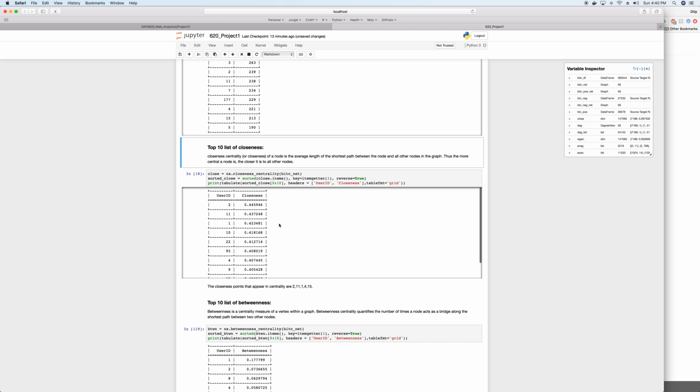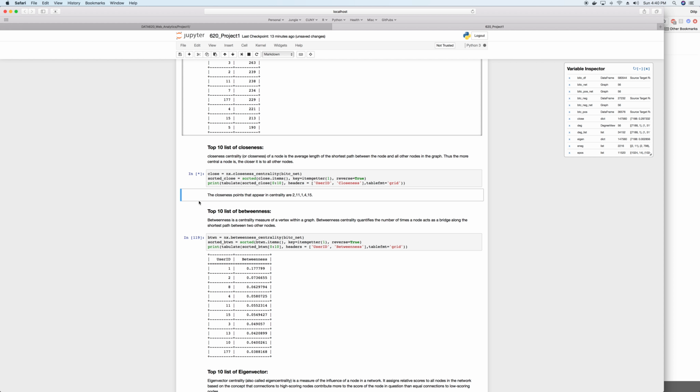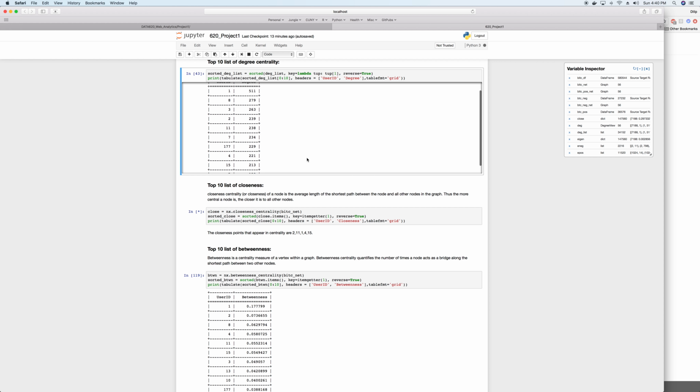So with respect to closeness, who is more closely knitted? User 2 is closely knitted. That's the statement that we are giving here. The closeness points that appear in centrality are 2, 11, 5, 1, 4, and 15. And if we compare with the degree centrality, these individuals are there also, for example in the top 10 in degree centrality. So there is 2, there is 11, there is 4, there is 1, of course, and then there is user 15. So all these individuals are more or less there in terms of the centrality as well as the closeness.